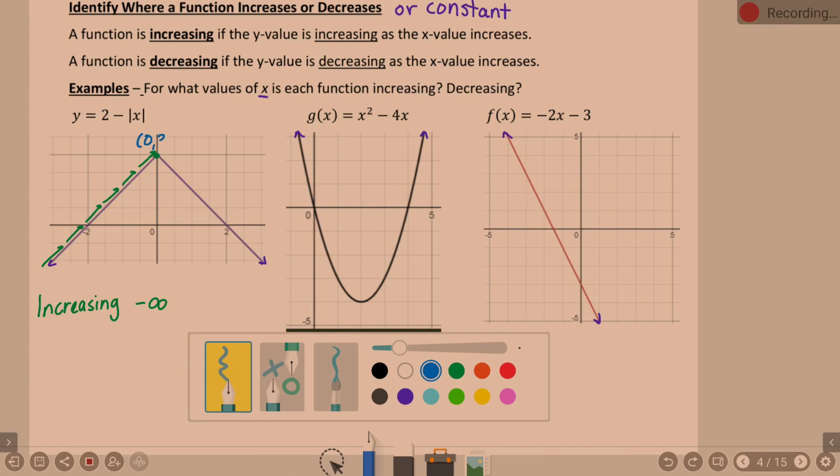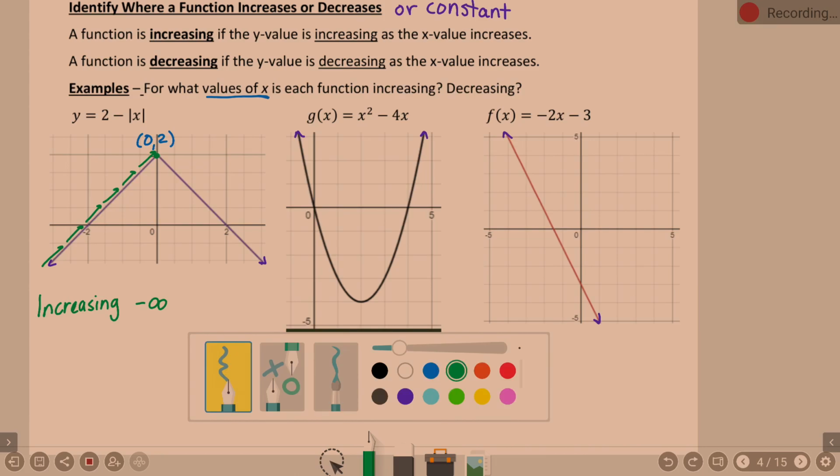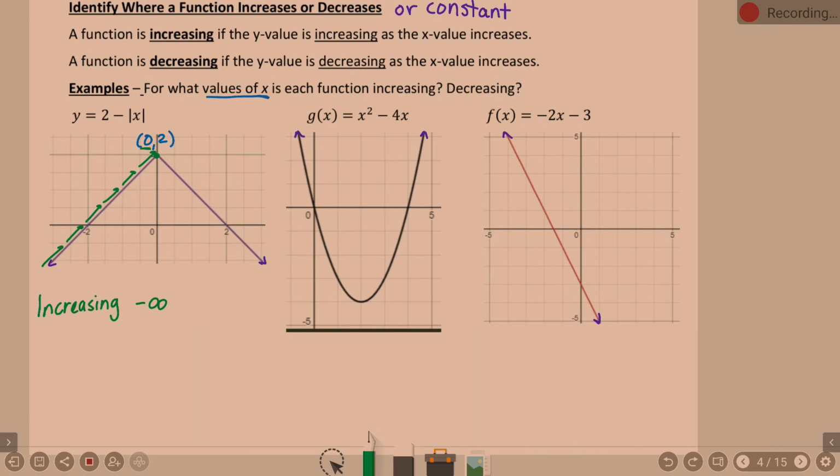The max point there is (0, 2), yes? I already stated we're doing this in terms of x value, for what values of x. What is the x value there? 0. So when are we increasing? We are increasing to the x value of 0. Okay? We went to a height of 2, but we don't care about the height right now.